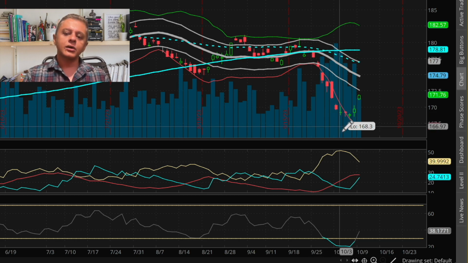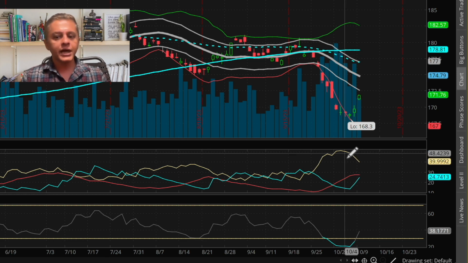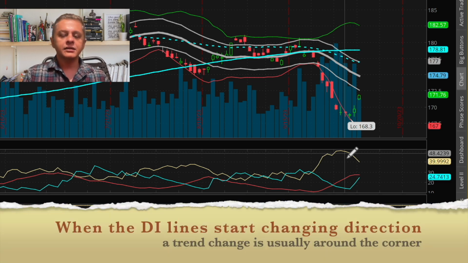Now with DMI, the way I use it is when these lines start changing direction. So although DI minus is above DI plus, which indicates a downtrend in place, when these lines start changing direction, that usually points to the current trend losing steam.